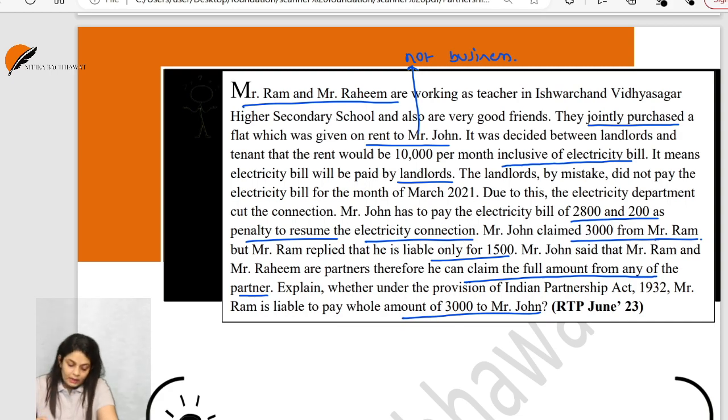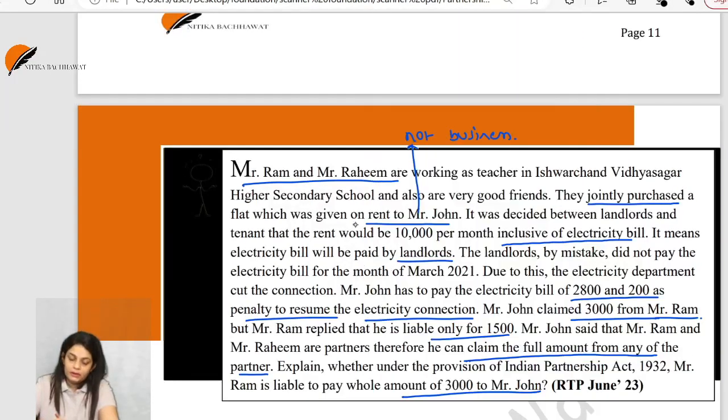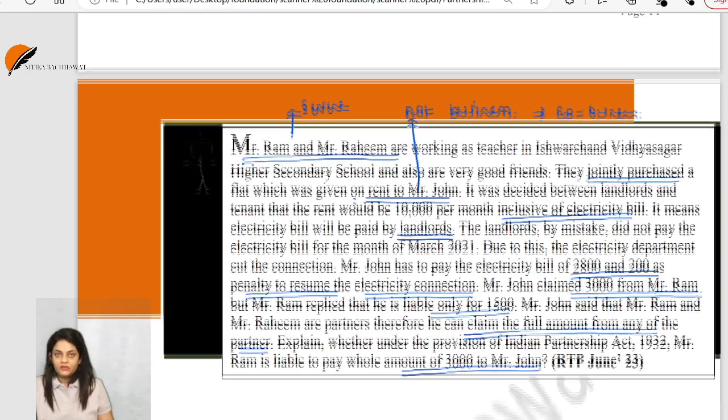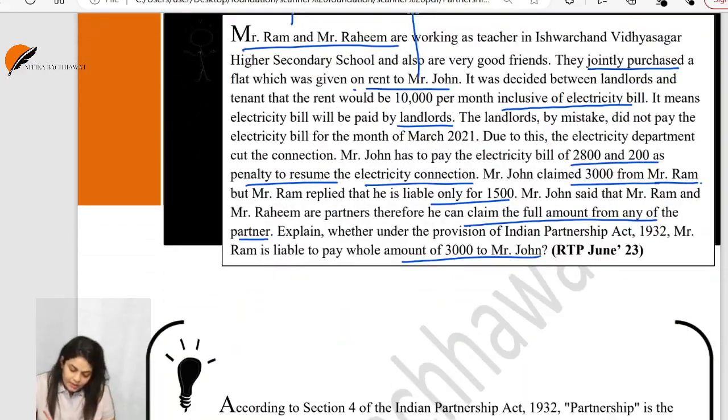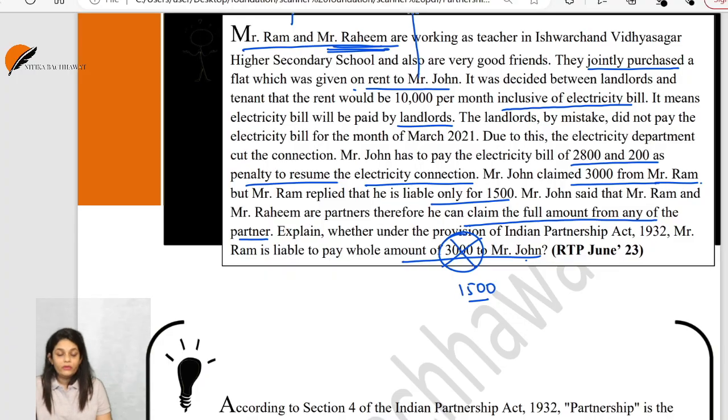Here, in case of partners, the liability is what? Joint and several. If they were partners, anyone could have been held liable for the whole money. But since they are just co-owners, they are not partners, they are joint owners, they are only liable for their respective share. So Mr. Ram is not liable to pay 3,000, he is only liable to pay 1,500, and Mr. Jones can recover the other 1,500 from Mr. Rahim.